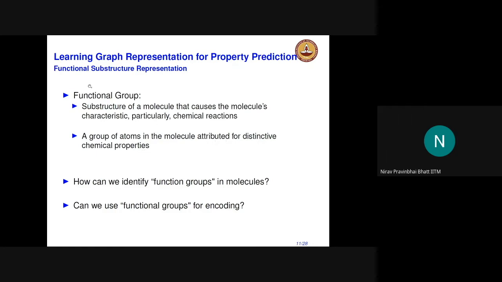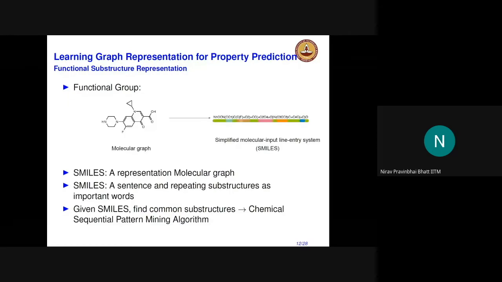Now the question we are asking: there are around 500, 600 functional groups available in the literature, but let's not worry about them. Can I actually take a molecule and identify functional groups in the molecule? And the second question we ask is, if I identify a functional group in the molecule, how should I use this functional group to encode the molecules? That leads to a functional substructure representation, which we have developed in the last 1.5 years.